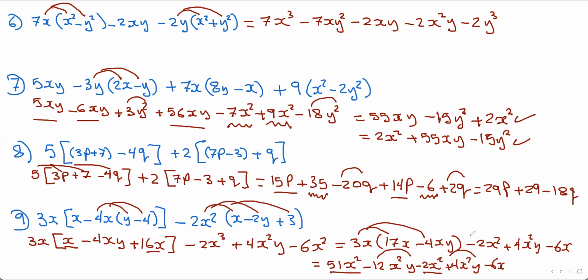Sorry, I forgot to write the square on top of here, so that's a square in there. So let me put a square on top of here. And therefore, this and this and this are like terms. So good, because we don't have a lot of room to write a lot of things. So 51 minus 2 is 49. 49 minus 6 is 43 x squared. And then negative 12 plus 4 is negative 8x squared y. So minus 8x squared y.